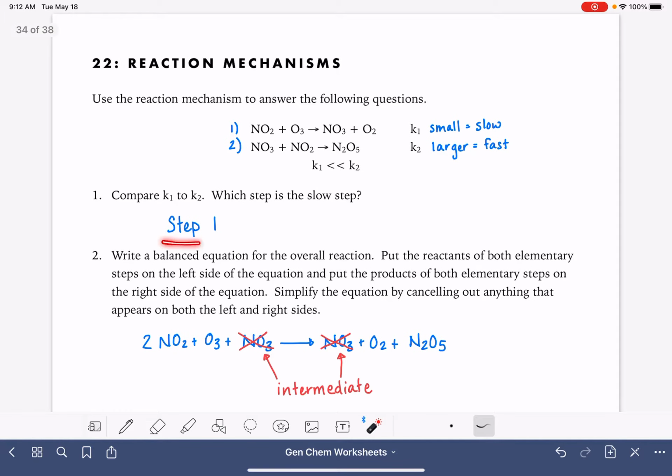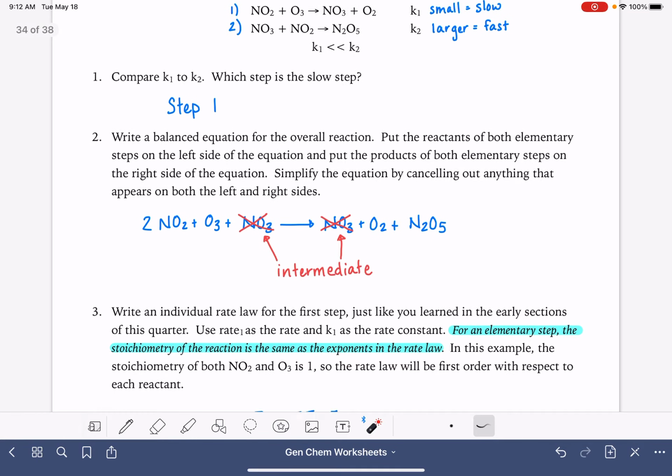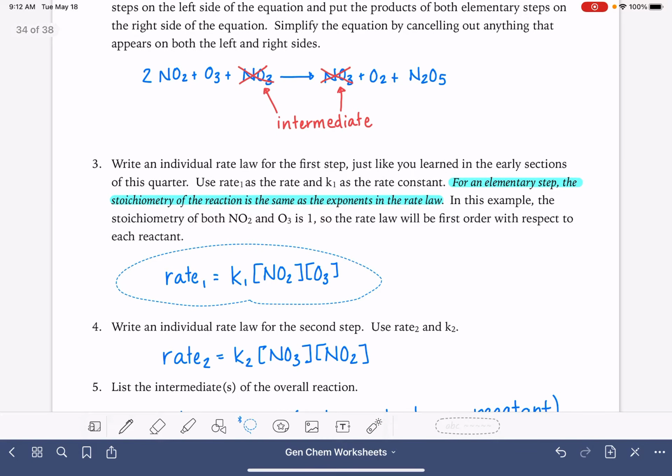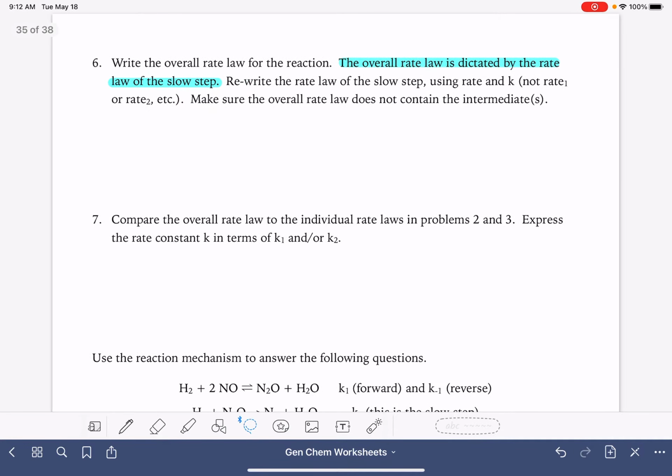We said the slow step was step 1. And that means, here's our rate law for step 1. This is the rate law that's going to dictate the overall kinetics of the reaction. So I'm just copying it right here. That's what we had. Because we want to write this in terms of the overall reaction, this form of it is specific to elementary step 1 because of these subscripts 1 and 1. So we're going to rewrite the rate law of the slow step using just rate and just K.